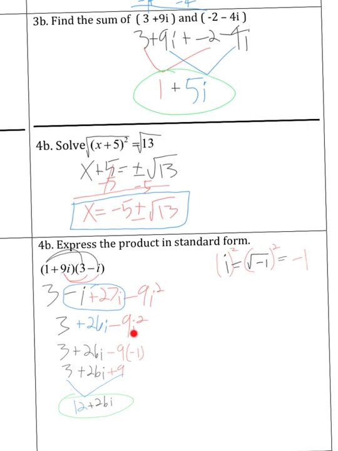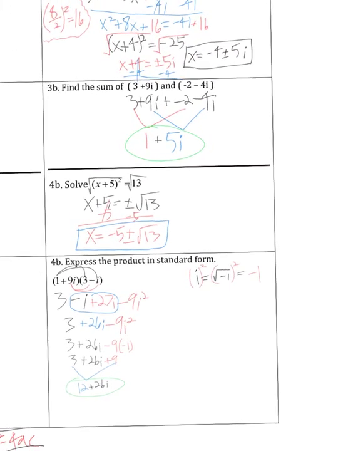And then negative 9i squared, well, that can turn into negative 9 times negative 1, because i is the square root of negative 1, so i squared is just negative 1. It would take away the square root, and the square would just be negative 1. So negative 9 times negative 1 is positive 9. So then I could add these two together. 3 plus 9 is 12, so the final answer is 12 plus 26i.